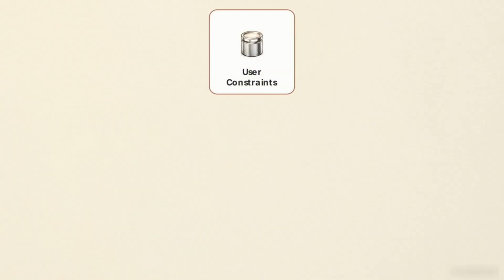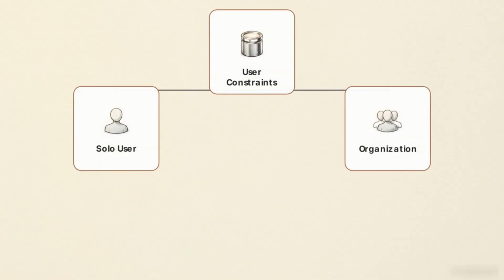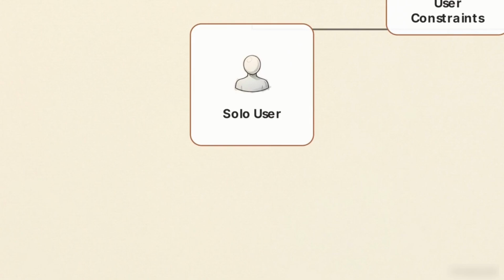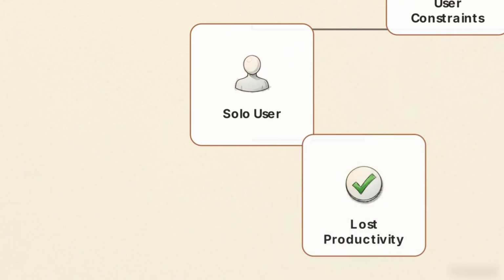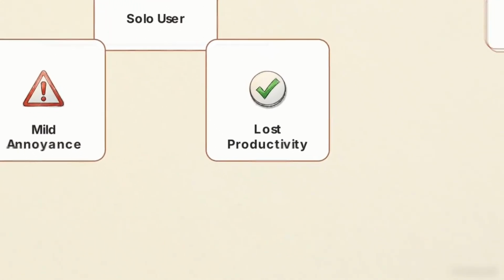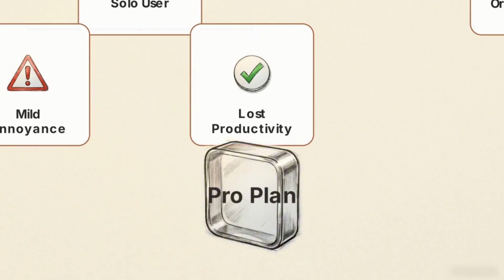Let's map this out directly. To find your plan, we split this into 2 distinct paths: solo users and organizations. If you are a solo user, ask yourself one question: are rate limit interruptions actively costing you money in lost productivity, or are they just a mild annoyance? For the vast majority of solo users, accepting the $20 Pro plan is the undisputed sweet spot for value.